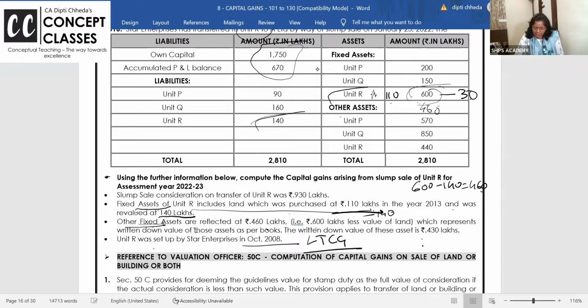Which represents WDV as per books. But we want WDV depreciable as per Income Tax Act. So how much will we take? 430. First you read the problem and tell me, is the adjustment clear? Both adjustments are related to fixed assets, not other assets. I thought other assets, but it's other fixed assets, so it will go up only. Let us do it.